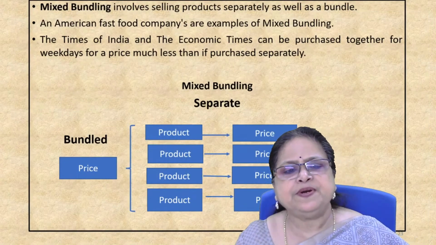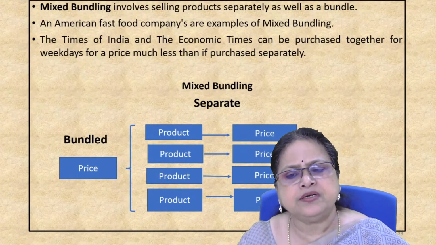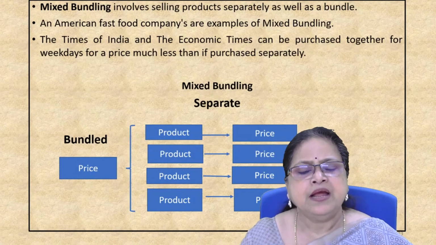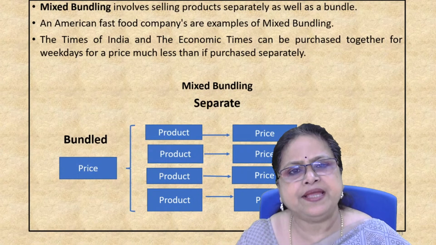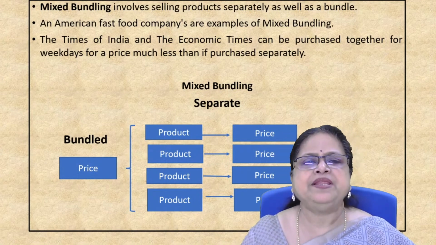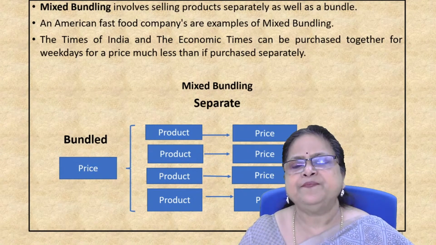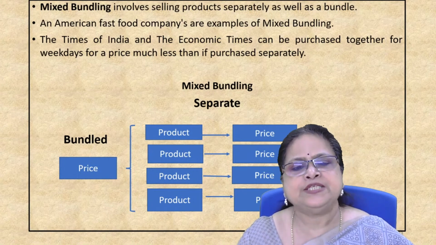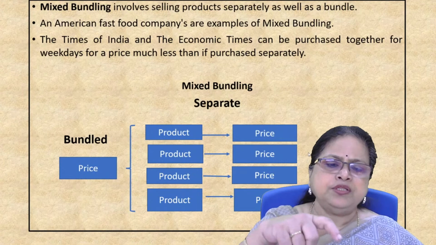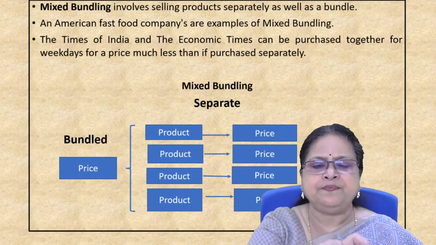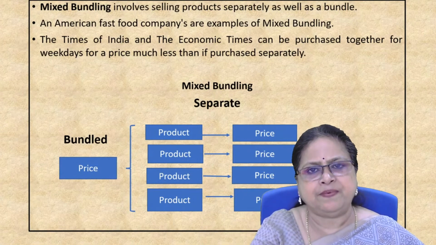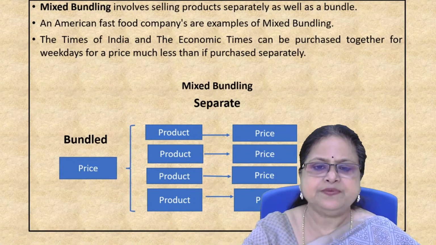Pure bundling. Mixed bundling is where each product has a different price. You can buy the individual product, and at the same time you can buy a bundled product. American fast food companies are an example of mixed bundling. Mixed bundling involves selling products separately as well as in a bundle. So you can buy all the four products in a bundle for one price, or you can buy an individual product and pay another price. That is known as mixed bundling.